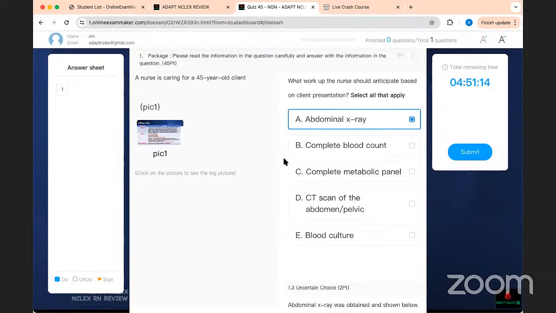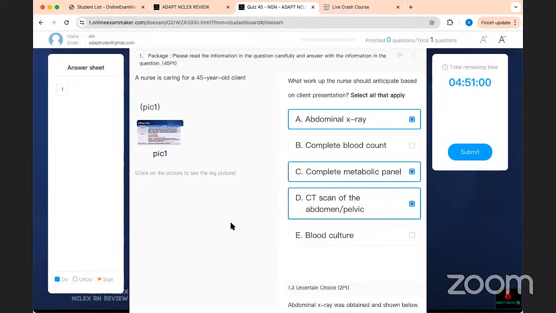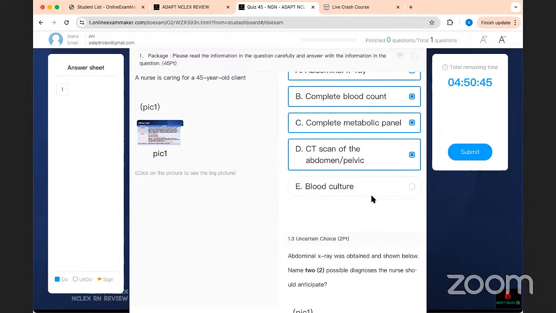I can tell you we need the abdominal X-ray. If you need the abdominal X-ray, you should get a CT scan. If you get a CT scan, based on the way the patient is presenting, vomiting, we should get a complete metabolic panel. There's nothing wrong with getting the CBC to see if there's any infectious aspect causing the problem. So all of these are indicated. There's no need to get a blood culture. There are no signs of infection, so this is not indicated.